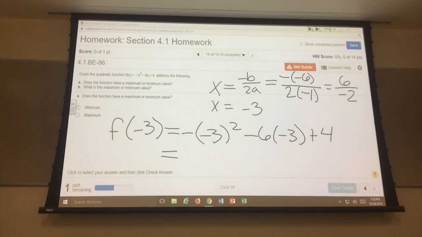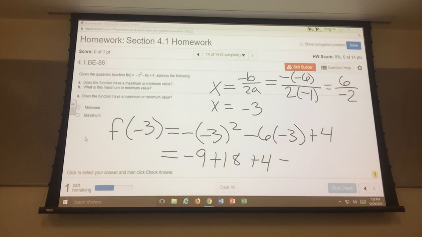What do we get for the first term? Negative 9, because negative 3 times negative 3 is positive, and then we have that front negative. And then second term? Plus 18. Plus 18, plus 4. Oops, I don't know where 16 came from. I literally just decided to write a 6 when I said 8. That happens sometimes.